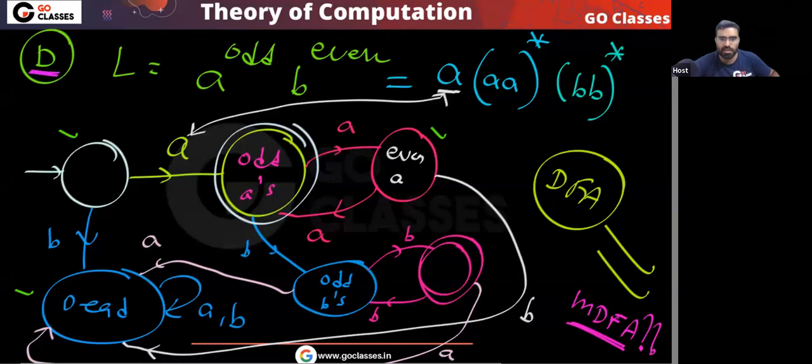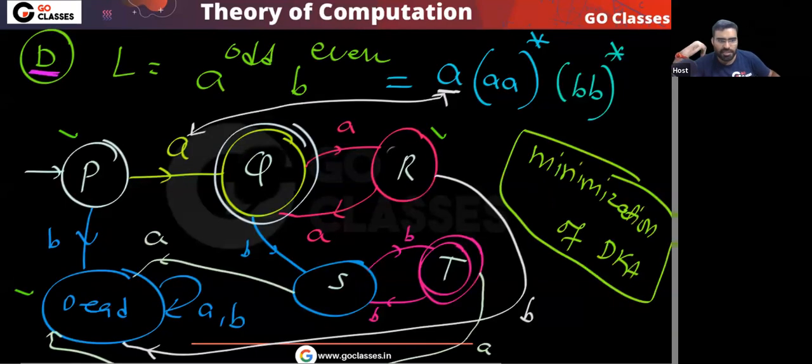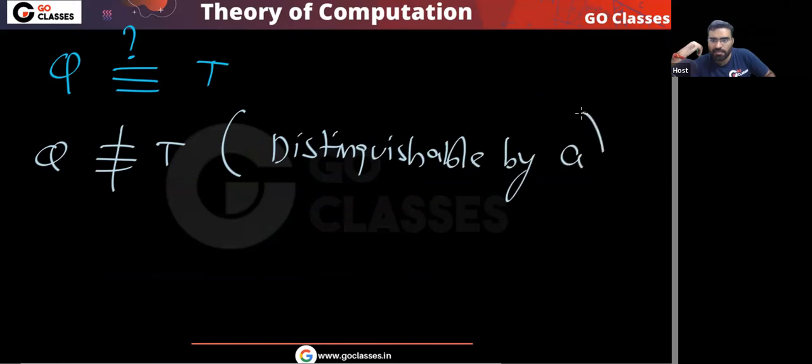Okay, so this is the point. Now, let's see. Are they distinguishable? Yes, they are distinguishable. Remember, Q is not equivalent to T. Distinguishable by whom? Distinguishable by double A. They are distinguishable by double A.